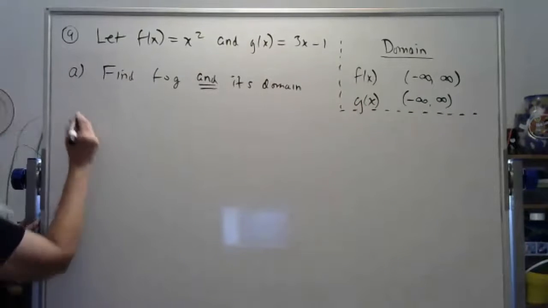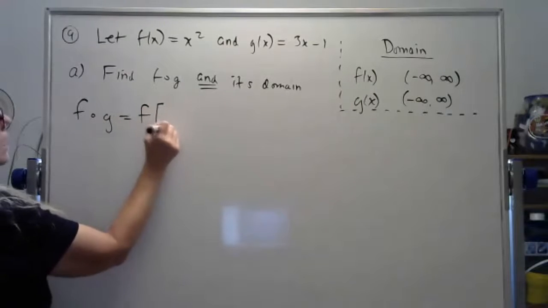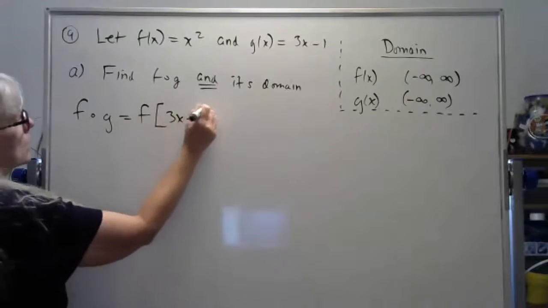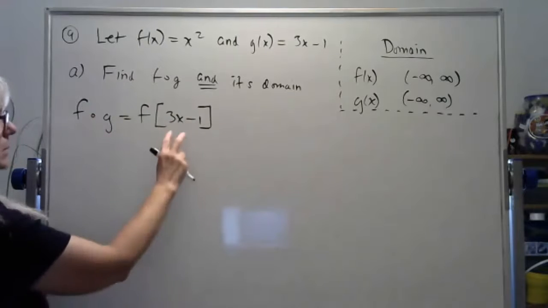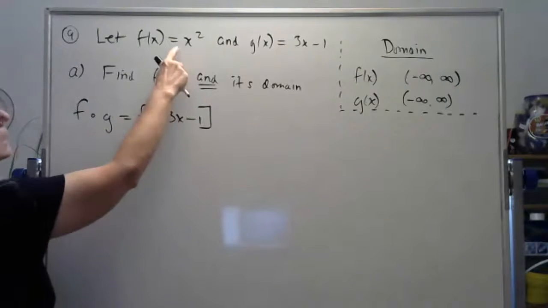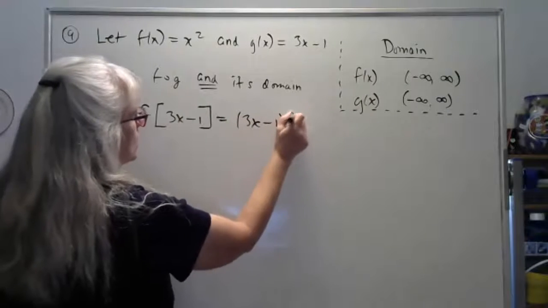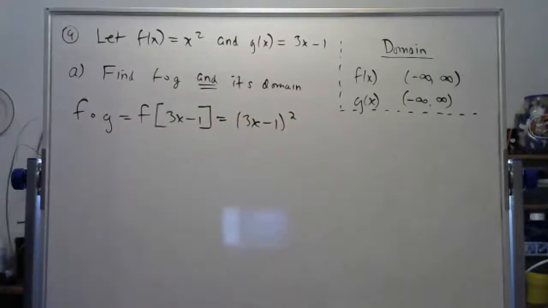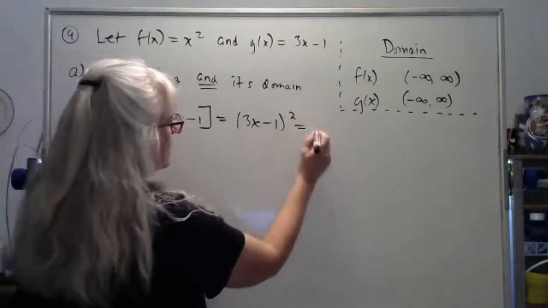Okay, so to find f compose g, again, that's f of 3x minus 1. So I'm replacing the g with what g is equal to. So that's telling me to plug 3x minus 1 into f. So that would be 3x minus 1 squared. And I'm fairly sure you have to FOIL that out. Yeah, they're going to want you to simplify your answer. So don't leave it there. Take it the next step.